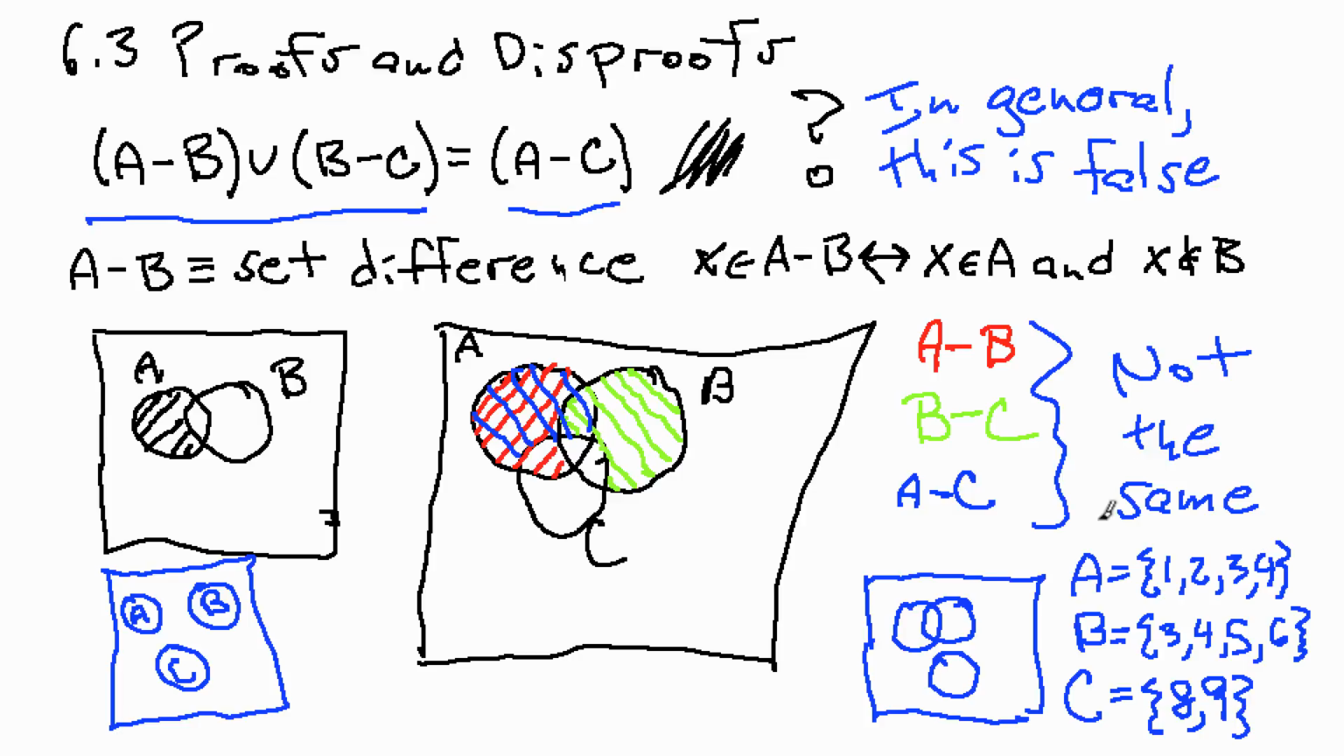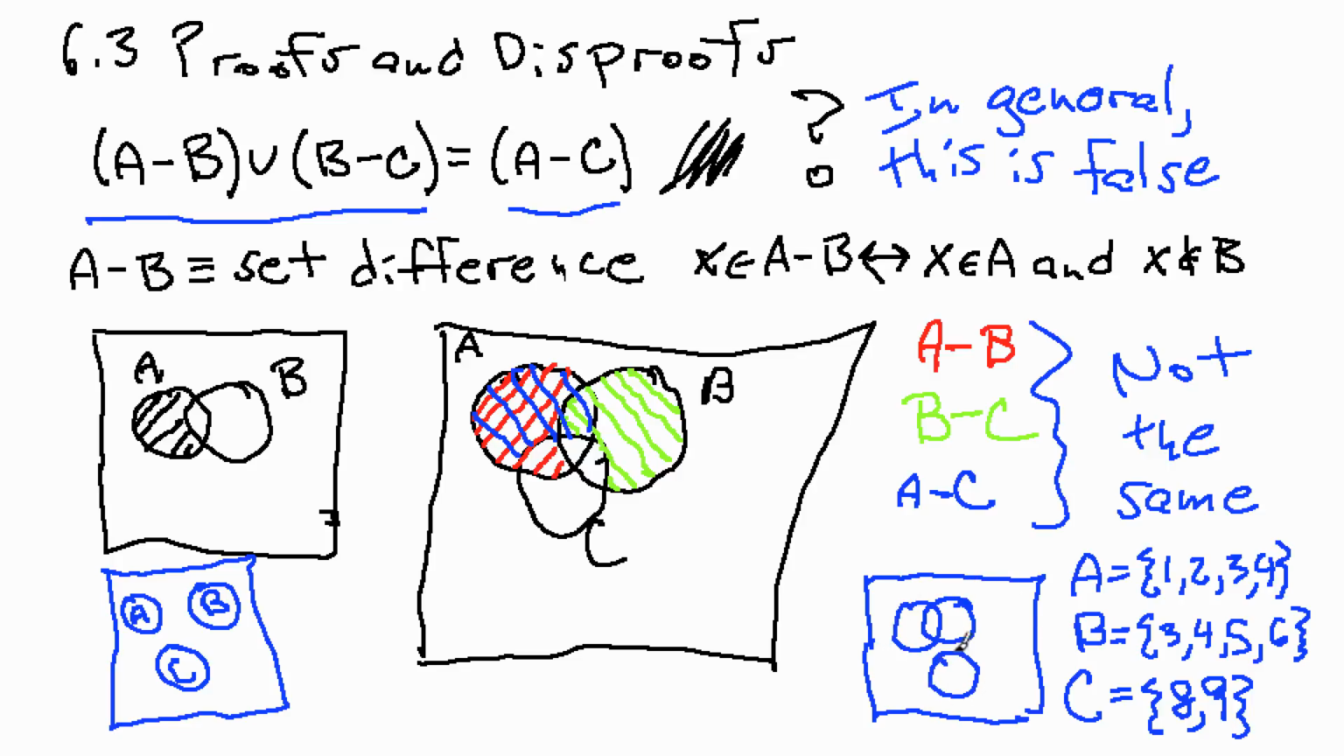Now, in this situation over here, we can see that the intersection of A and B is not empty, but we can see that A and B have nothing in common with C. So this situation right over here very much seems to correspond to this picture right over here.